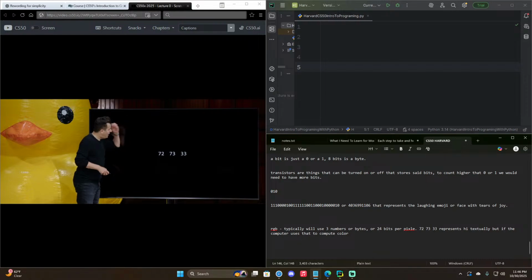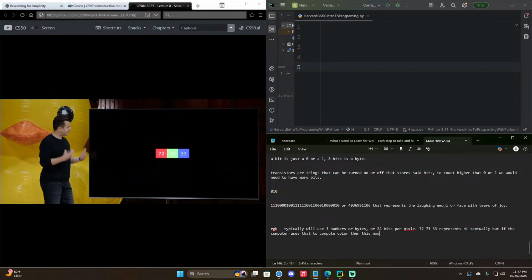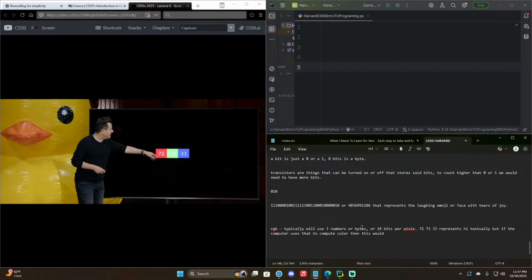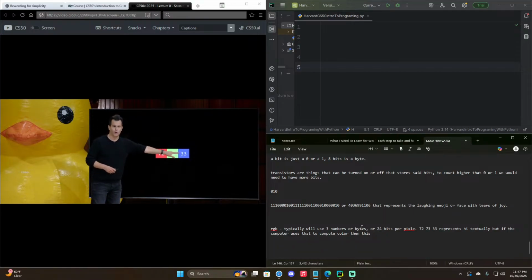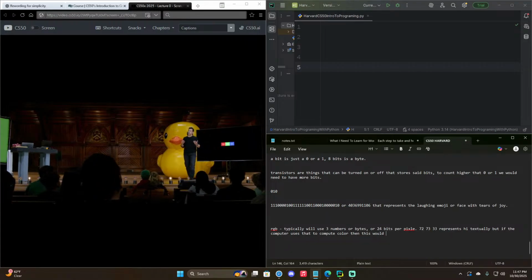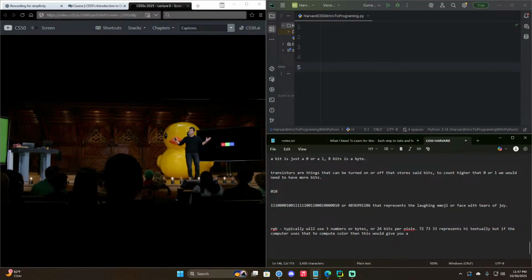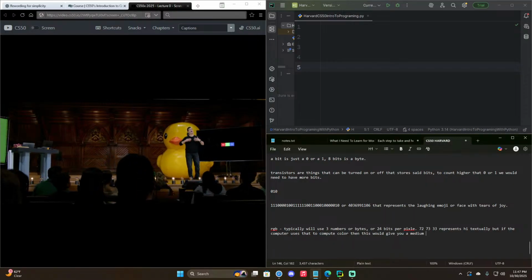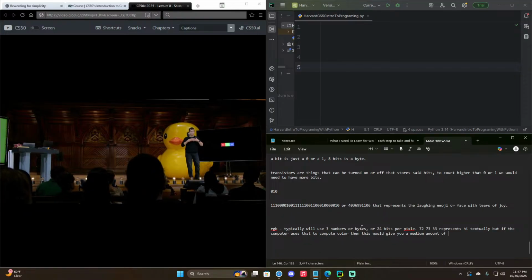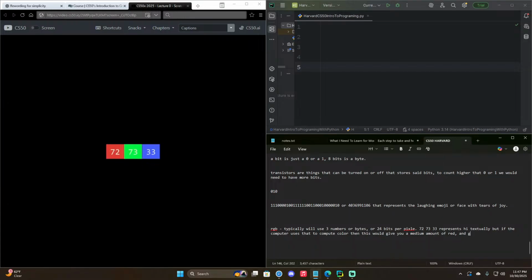Well, this would imply that you want that dot on the screen to have a medium amount of red, a medium amount of green, and a little bit of blue. Why do I say medium and little? Well, again, if each of these numbers is using 8 bits or 1 byte, the highest we can count, as we discovered, was 255. So I'm kind of averaging here. So 72 out of 255 feels to me like a medium amount of red. 33 feels like relatively little blue.